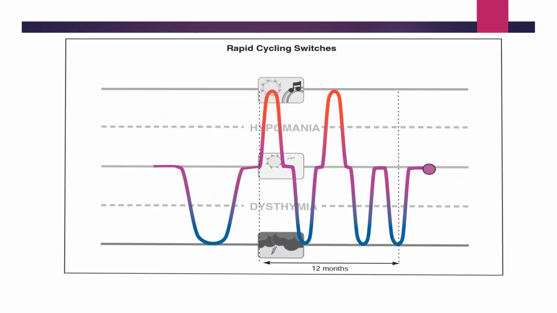Now, this is the second graph which shows 2 peaks upward and 2 peaks downward. In this, the person has 2 episodes of mania and 2 episodes of depression in a period of 12 months.